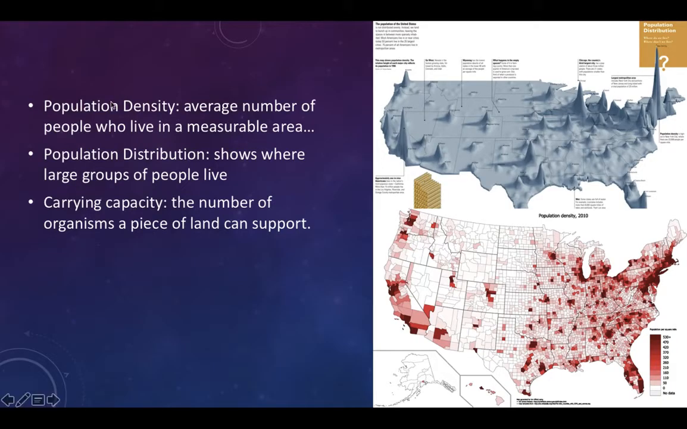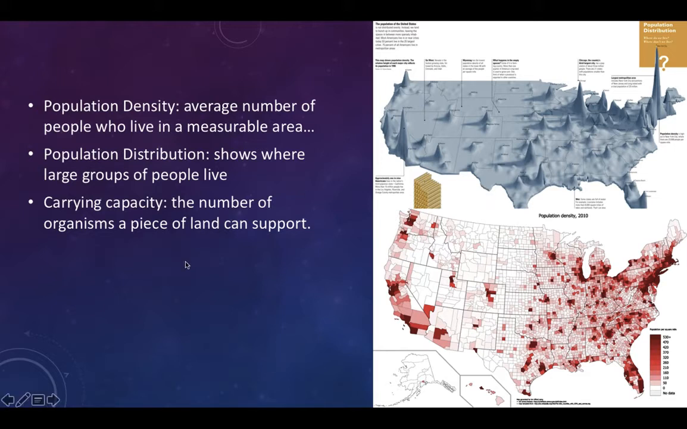All right, more terms. Population density, of course, is the average number of people who live in a measurable area. Population distribution is how the population is distributed. Like here in the U.S., most people live in and around urban areas. We have large swaths of the country that are pretty empty and devoid of people. It's another way to look at it up here as well. Same thing when you look at distribution around the world. It's the same kind of thing. It's not spread out evenly whatsoever.